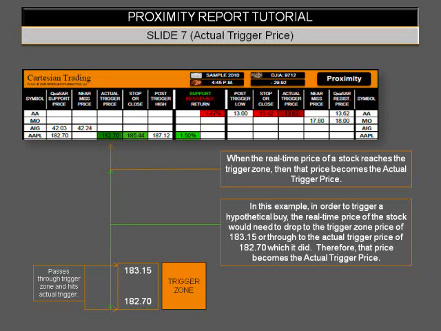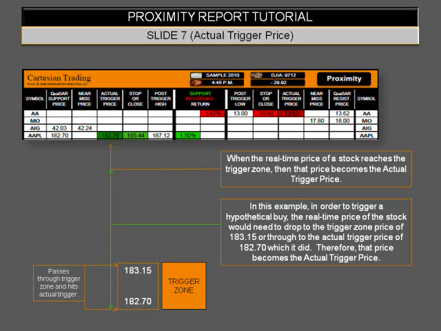It touched on 182.70, which was the quasar support price, which then triggered a hypothetical trade on the buy side, and thus allowed us to evaluate the information on the quasar. So once again, the quasar support price is 182.70.